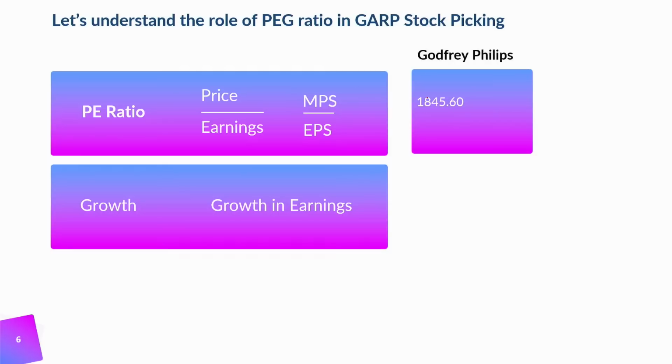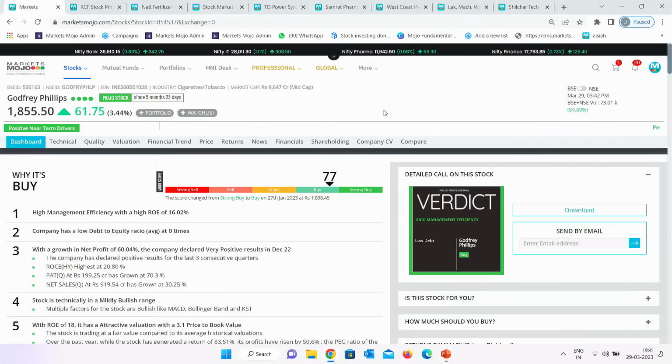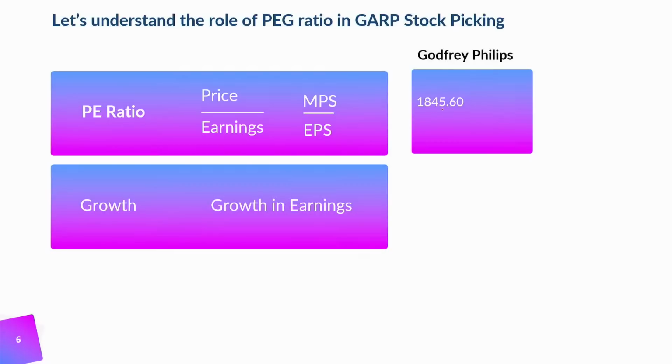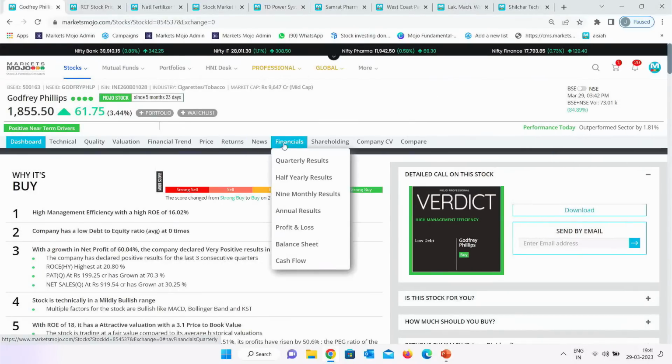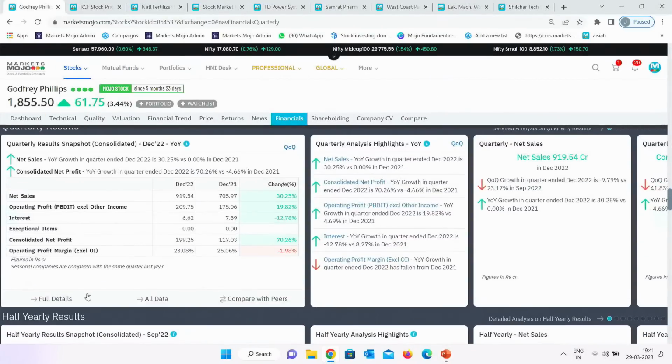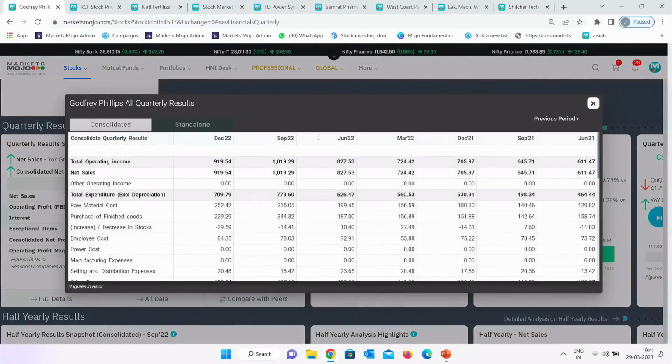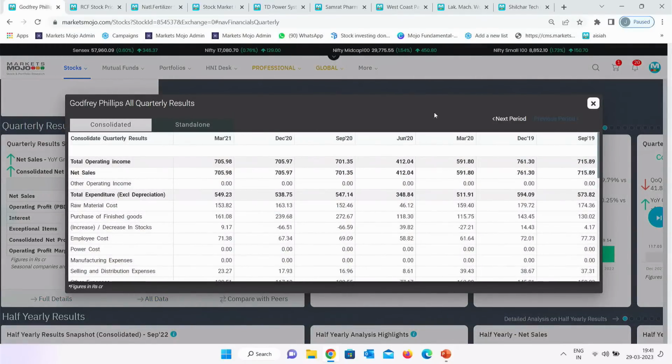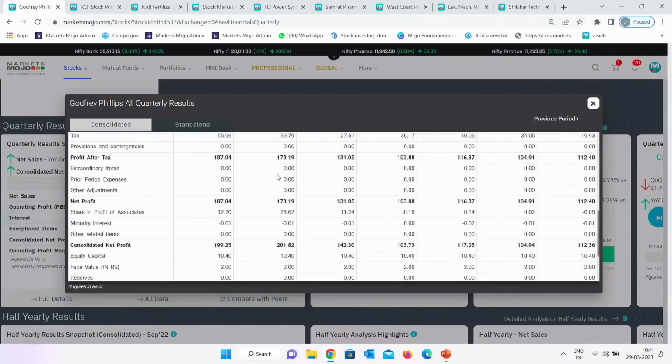It's 1855.50. I think I was close. I did 1845. But I took this at around 1 or 2 p.m. so it must have gone up. Market price divided by the earnings per share. Now, when I took the EPS, I went to financials, I went to quarterly results, and I looked at the last 12 months. If you go to all data, you can get this data for a longer period. And the EPS is actually located down here below.